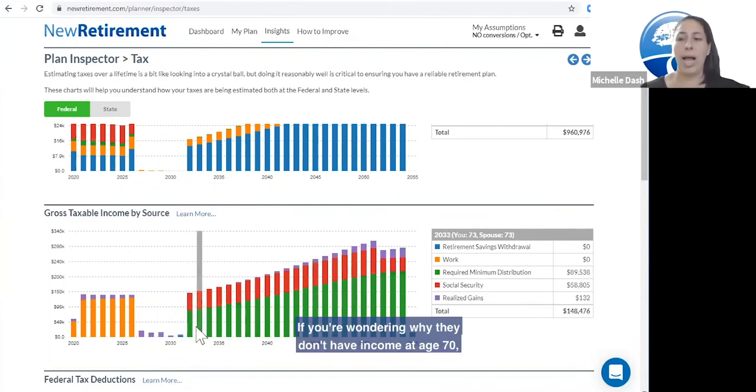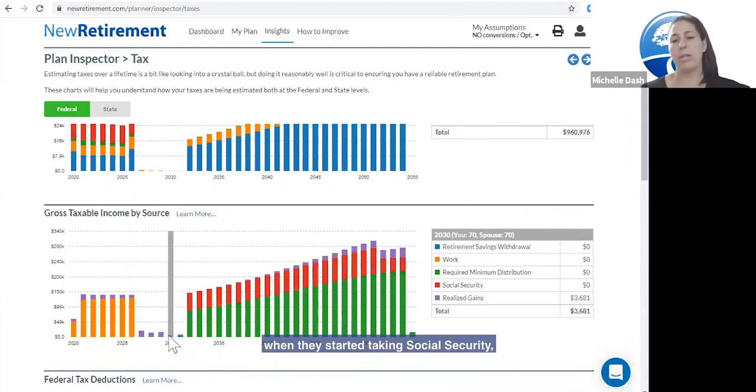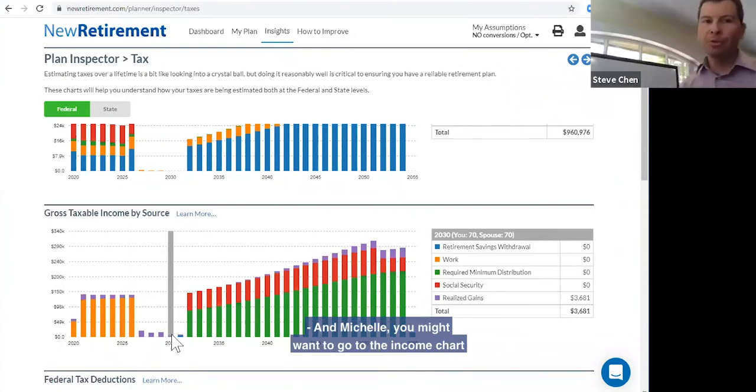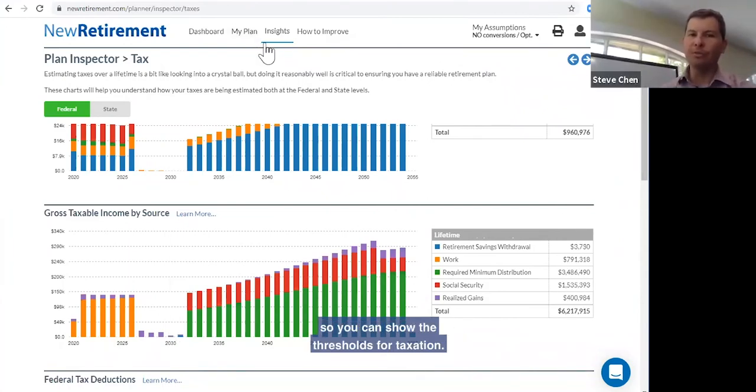If you're wondering why they don't have income at age 70 when they've started taking Social Security, it's because it's the only income that they have, and they only have about $65,000 coming in from that. So after deductions and the limit of income that you can have to not get taxed on Social Security, they're actually not seeing a liability in those years, even though they started collecting Social Security at age 70. And Michelle, you might want to go to the income chart so you can show the thresholds for taxation.